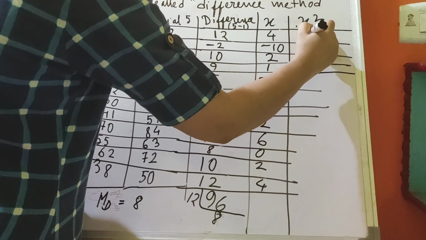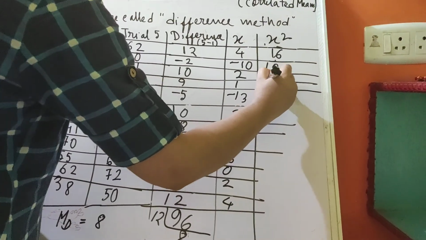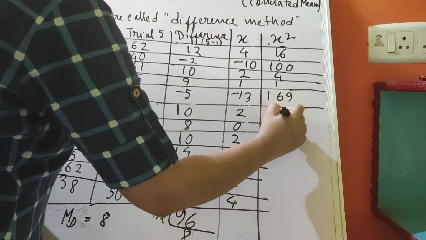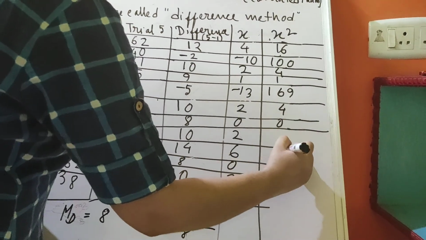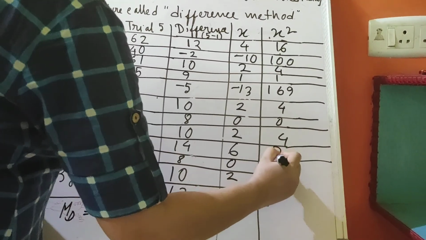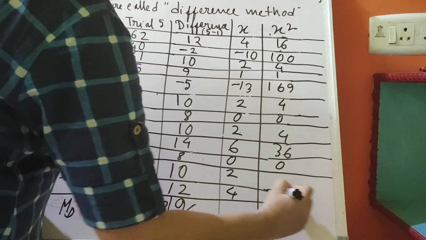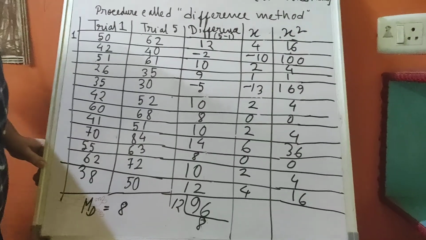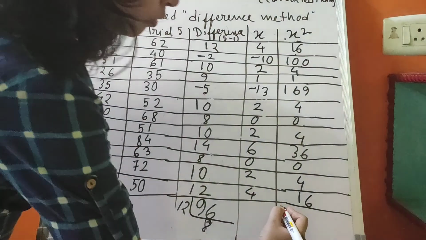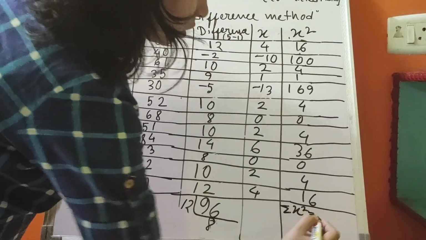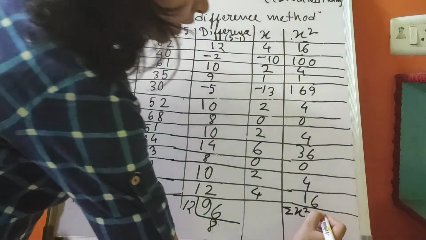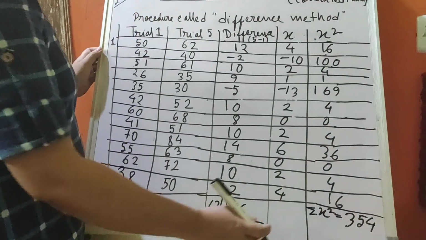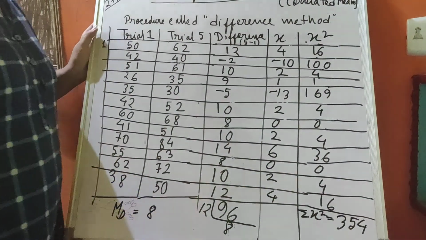Okay. Then we will do squaring of the values. This will be 16, 100, 4, 1, 169, 4, 0, 4, 36, 0, 4 and 16. So we will find out the summation of x square, which is 354. We got the summation of x square because we need it for calculating the standard deviation value.